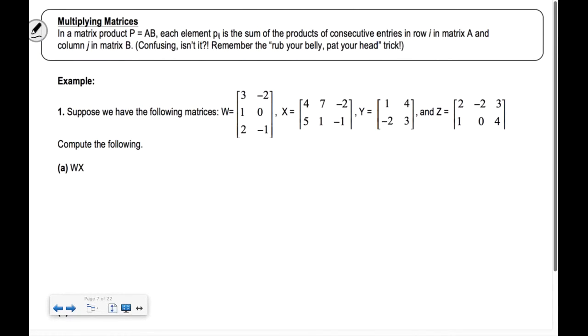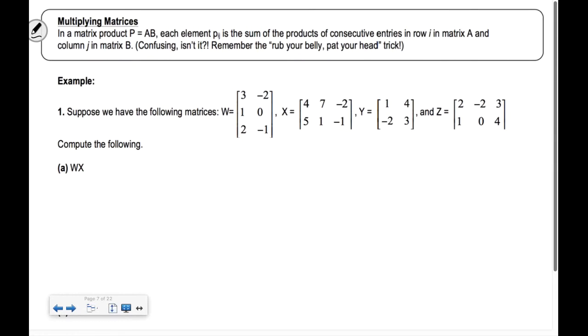All right, so multiplying matrices, it's a very complicated definition. It says in a matrix product P, which is A times B, each element Pij is the sum of the products of consecutive entries in row i in matrix A and column j in matrix B. Isn't that terrible? It's like the worst definition ever. Okay, so we're going to do lots of examples so you're going to understand what this means.